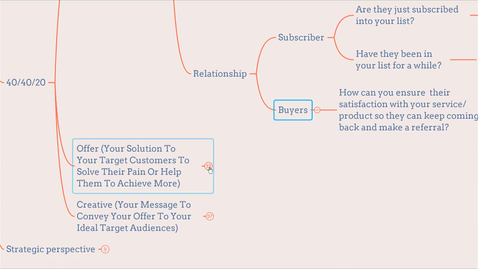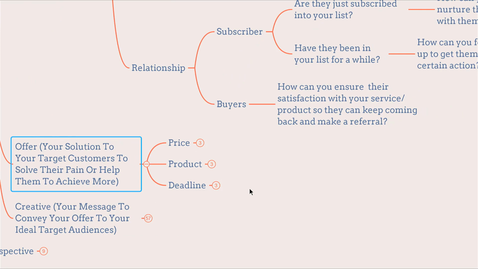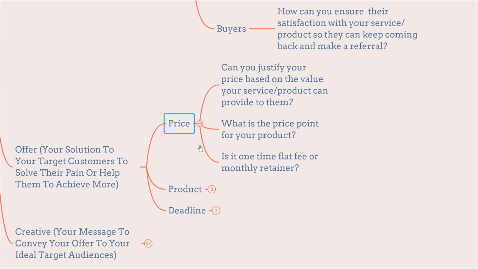Next will be the offer, which is your solution to your target customers to solve their pain or help them to achieve more. It is made up of 3 big components: price, product, deadline. Price is like, can you justify a price based on the value your service or product can provide to them? And what is the price point for your product? Is it a one-time flat fee or a monthly retainer?